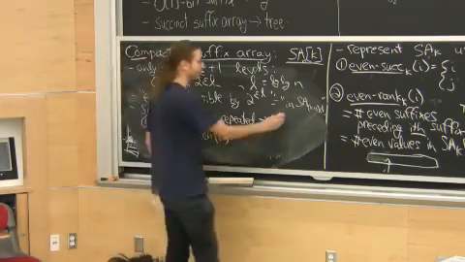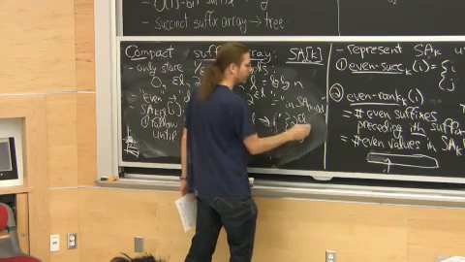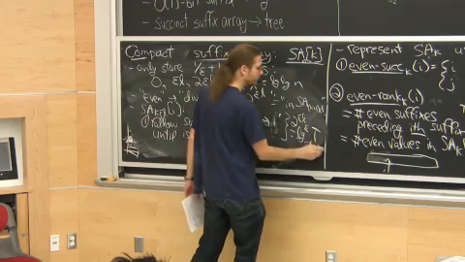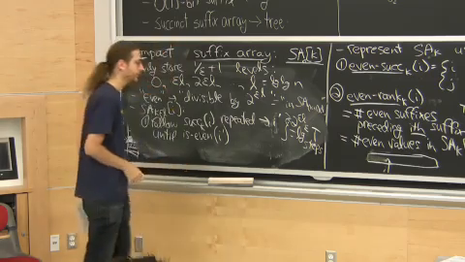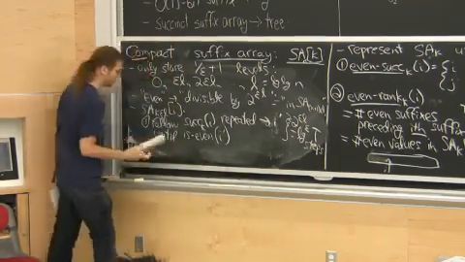So this now may take log to the epsilon steps. This is where we're going to get the log to the epsilon penalty in time. Okay, but it's simple linear search, nothing clever here.